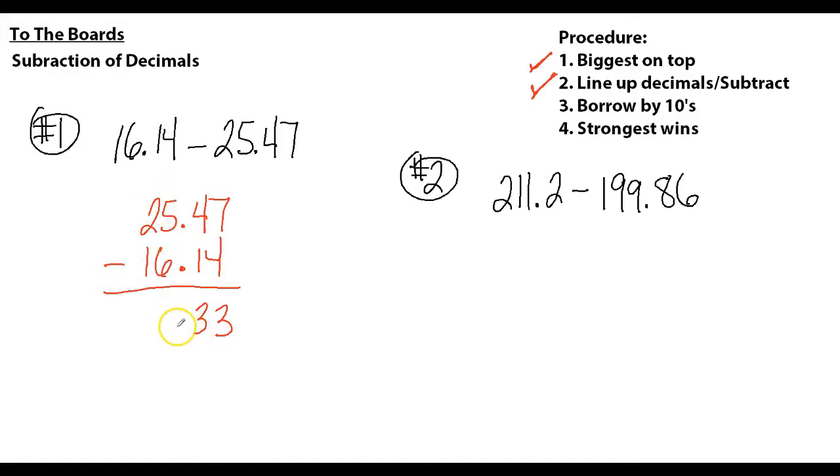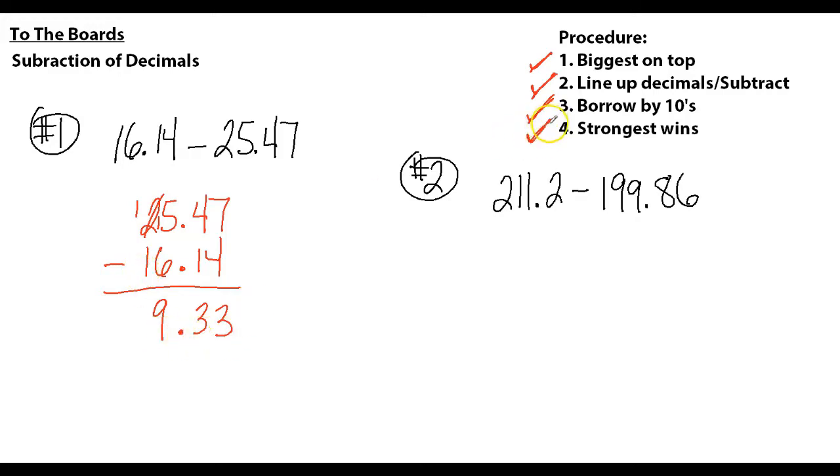5 minus 6, ooh, I can't do that, so I'm going to have to borrow from the tens place. So I'm going to take this down to a 1. This becomes 15. 15 minus 6 is 9, and then 1 minus 1 is just 0. So I'm left with 9.33.